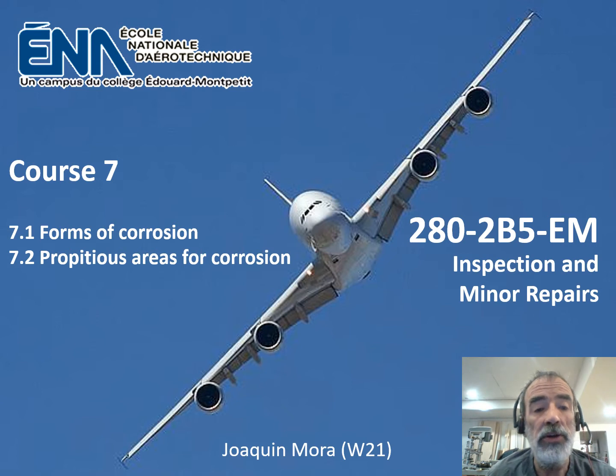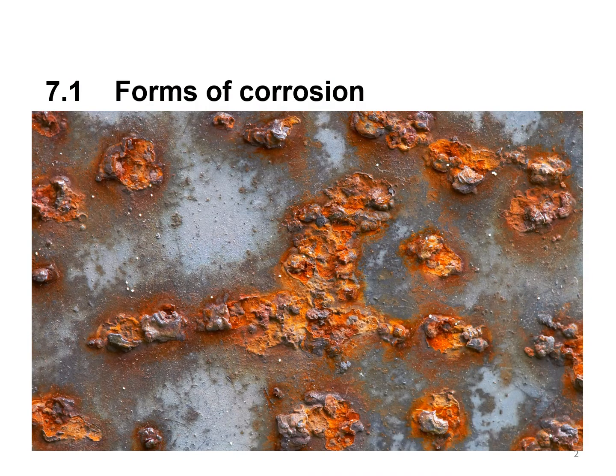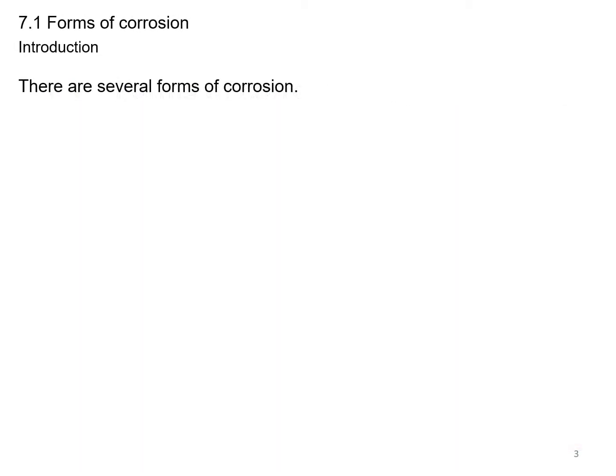So today we're going to be talking about forms of corrosion, different types of corrosion, and propitious areas for corrosion on aircraft. So let's do this. 7.1 Forms of corrosion. Introduction. There are several forms of corrosion.